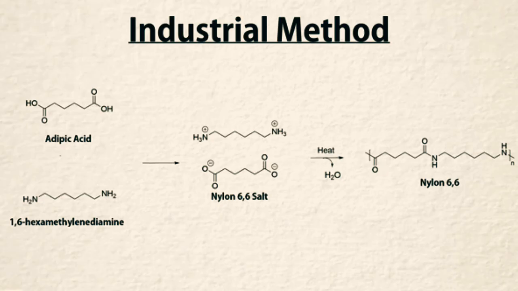Methodology. I decided to make nylon 6/6, and there's 2 major ways to do this. Industrially, adipic acid is first combined with hexamethylene diamine to form a nylon salt. The nylon salt is then heated, processed, and extruded as nylon 6/6.